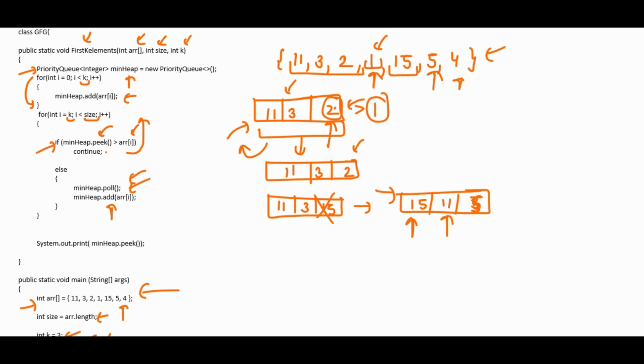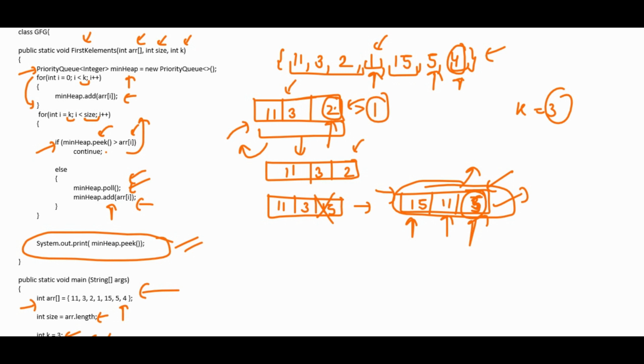This is what is written here: minHeap.poll. First we poll, then we add the element. Now we go to the last element, 4. We have to see if 4 is greater than 5. No, it is not greater than 5. So this will be our last answer. That means our priority queue will look like 15, 11 and 5. We have to find the kth largest element. K here is 3, so the third largest element will be 5, because at last we are left with 5 as the peek element. So we just have to print this peek element. It will be 5.